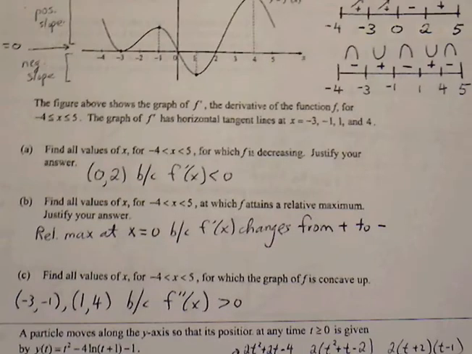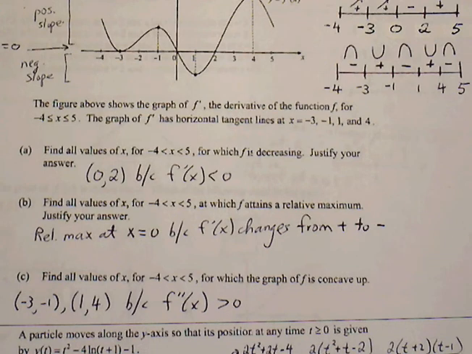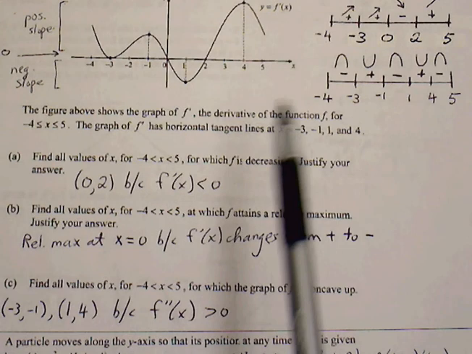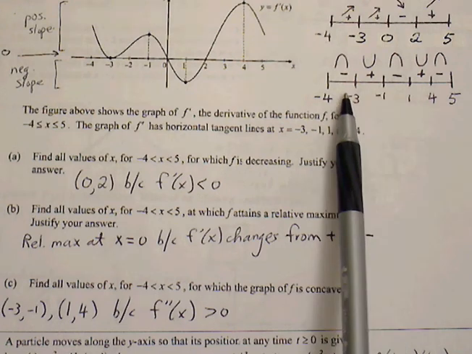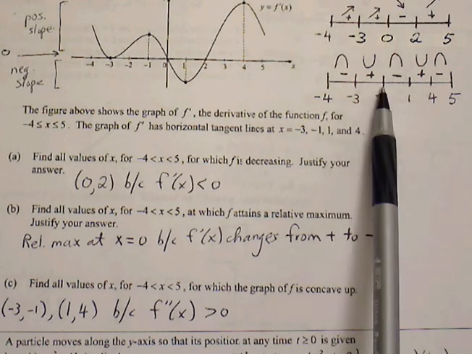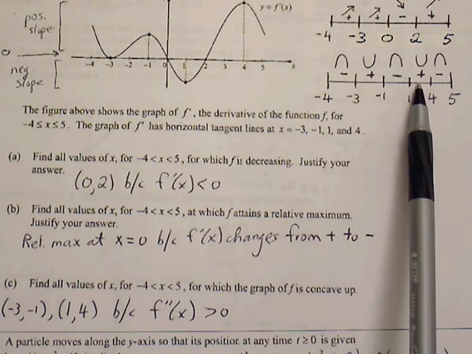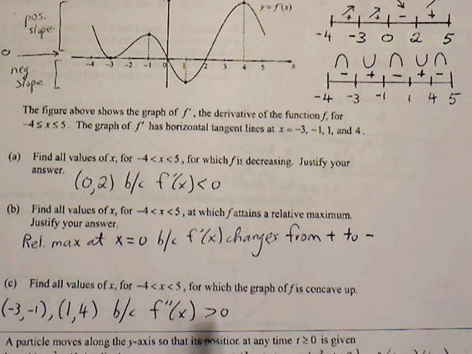Okay. Part C, find all values of x at which the function is concave up. So we look at our sign line. We've already determined where the graph is concave up and concave down. So concave up in this first region, and concave up in -3 to 1, and then concave up from 1 to 4, because f double prime is positive.